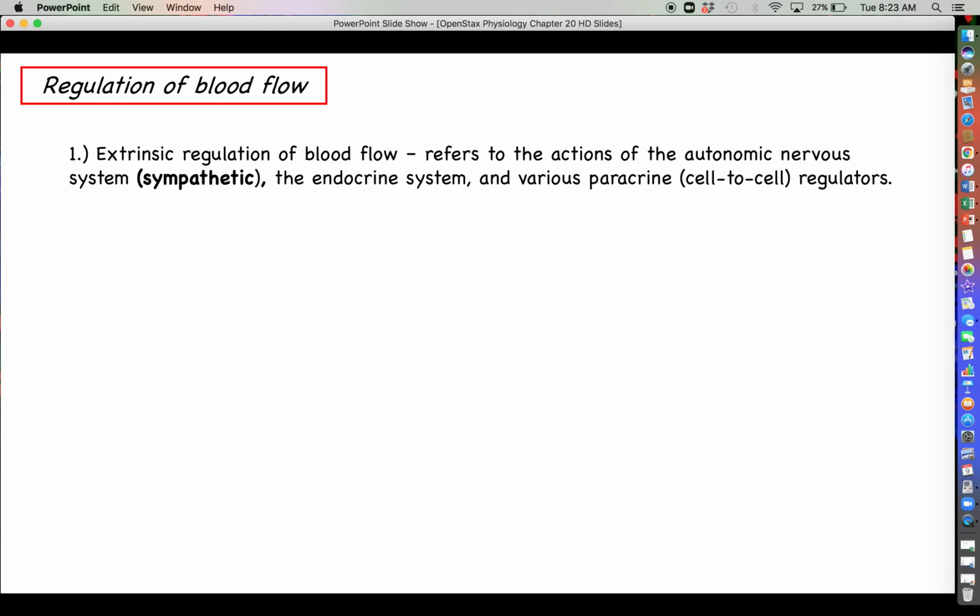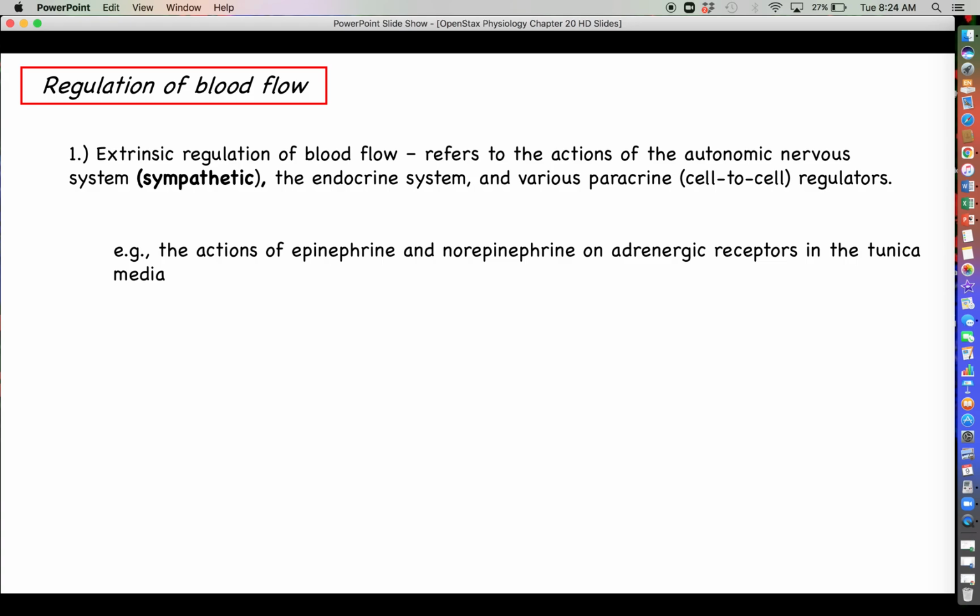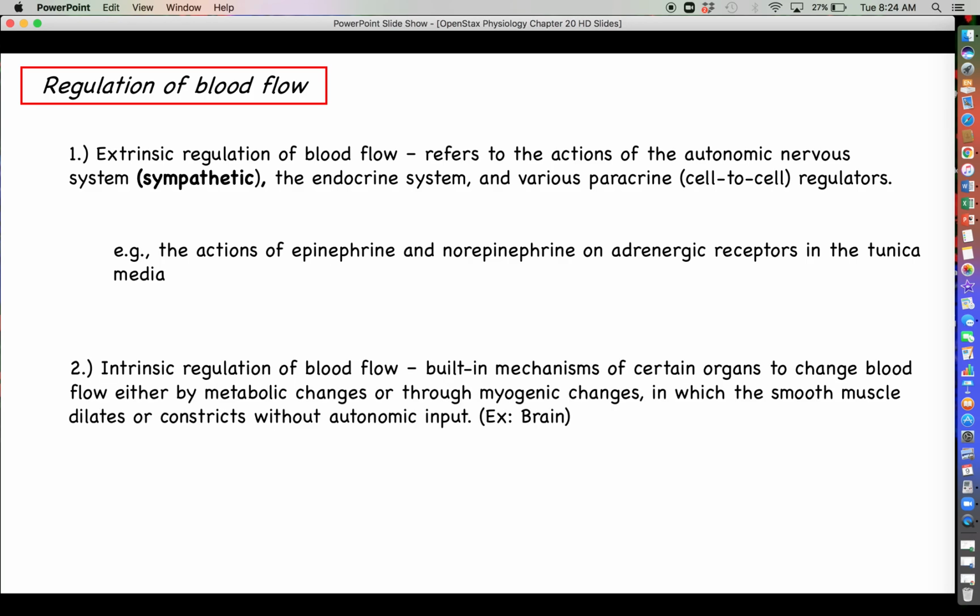Okay, so what are some ways that the body can actually regulate blood flow? The first one here we have already talked about many times before. This is called extrinsic regulation of blood flow. This refers to the actions of the sympathetic division in conjunction with the endocrine system, that's epinephrine being released from the adrenal medulla, to stimulate the smooth muscle of the tunica media of arterioles to achieve vasoconstriction and vasodilation. And because of Poiseuille's law that we just saw, this is a very, very effective way of achieving regulation.